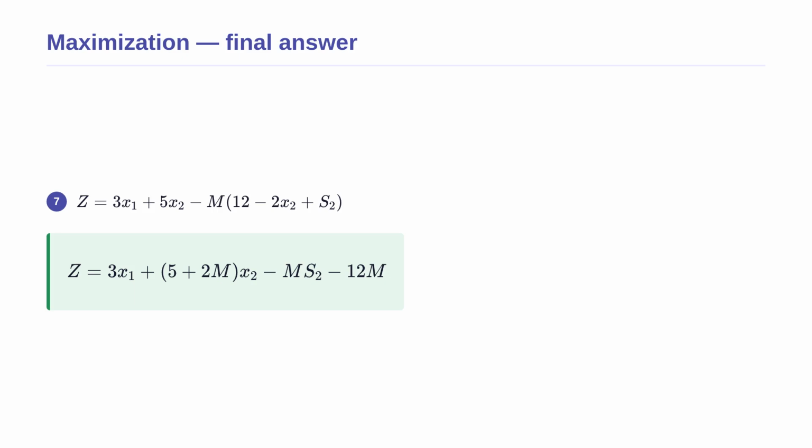Let us finalize the setup for this maximization problem. By substituting the expression for A1, we expand the penalty term across the real variables. Grouping the terms together gives us our final objective, rho. Notice that the variable x2 now has a massive positive coefficient of 5 plus 2M. In a maximization problem, the simplex method always chooses the variable with the largest positive coefficient to enter the solution first. Therefore, the algorithm will immediately increase x2, which naturally forces the artificial variable out of the system, securing our real optimal solution.